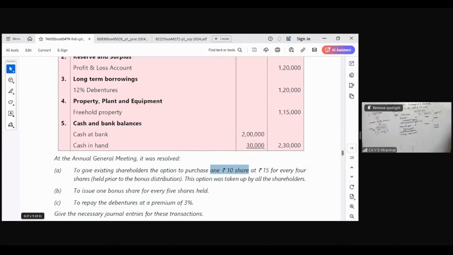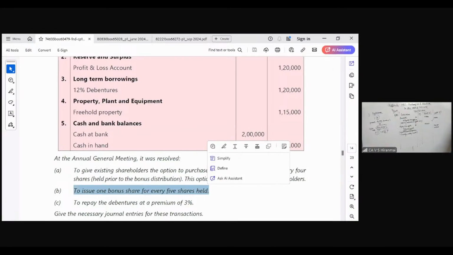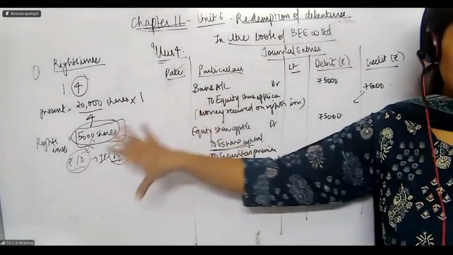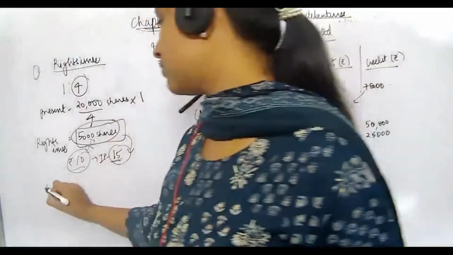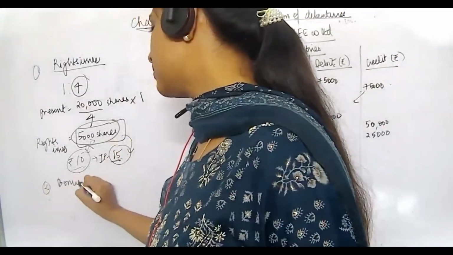Now we are going to go to the second thing of the question. All of you please see here. What is the second point? To issue 1 bonus share for every 5 shares held. So now I am going to do a bonus issue also. Rights issue is over. Now come to the working note. What is the working note? Please make a bonus issue.